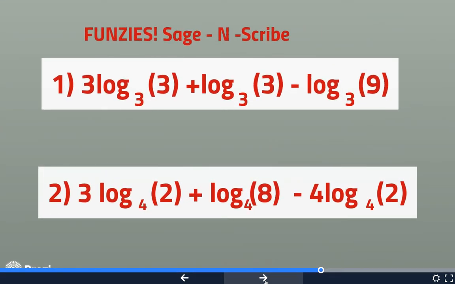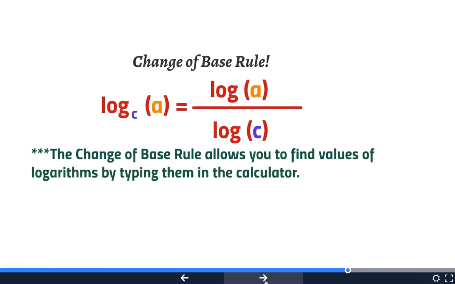Here's our funsie, which the funsies will be held later on.